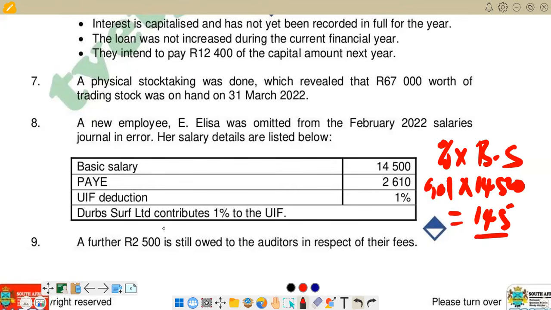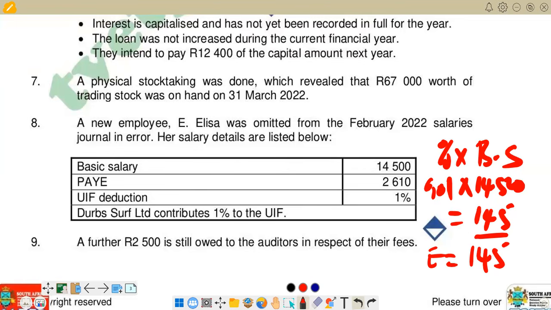But then this UIF also, there is the UIF for the employer. Safe Limited, as the employer, contributes 1% of the UIF again. So this one is for Elisa, and then for the employer we also have 145. So we've got 145 appearing twice there. So for the figure of UIF, we are going to add 145 and add again 145. So that's what we have there.